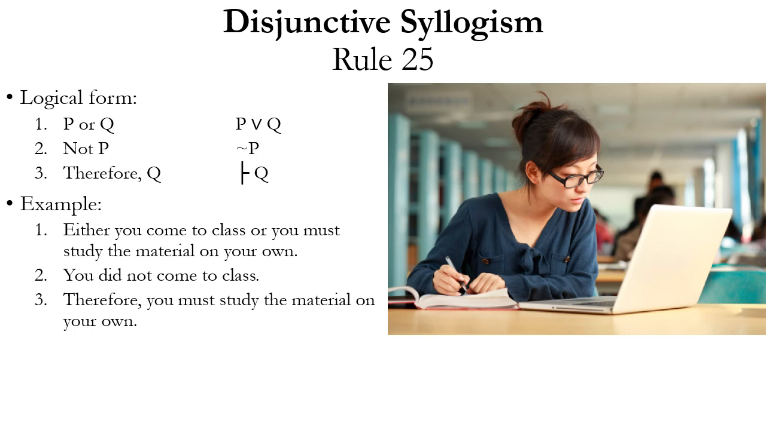In addition to it being okay if the premises are reversed in order, there's another version of the disjunctive syllogism in which the second or additional premise negates the second disjunct. So at least for the purposes of this course, we will count both of those as following the disjunctive syllogism form. So for example, if this argument had been either you come to class or you must study on your own, you did not study on your own, therefore you come to class, it would still count as the same argument form.